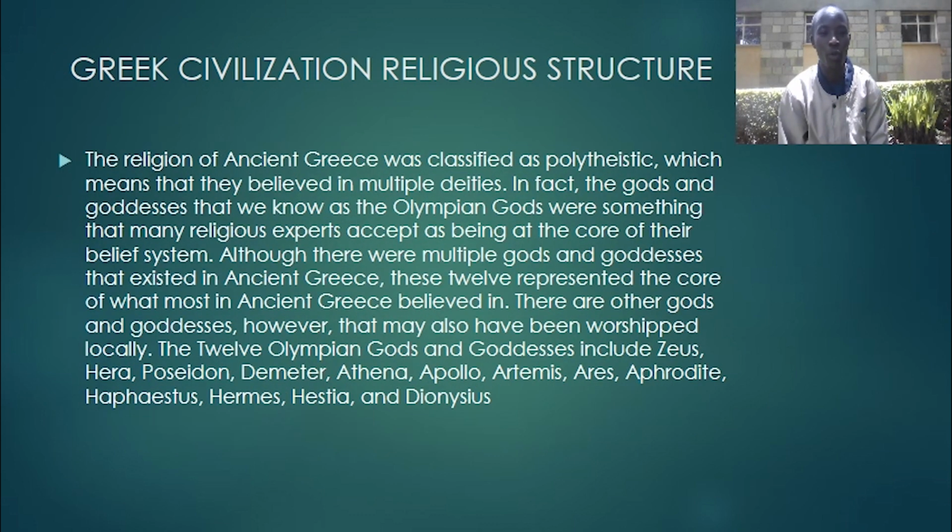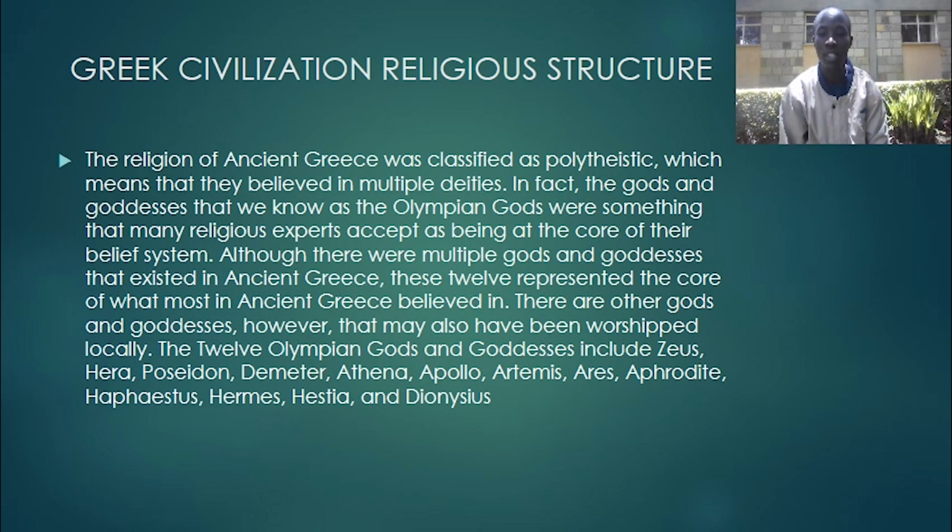Hello, I'm continuing with the religion part. So you need to understand that the people of Greece were polytheistic. When we speak about polytheistic, what is polytheistic? Polytheistic means they worshipped many gods and goddesses. So these gods and goddesses include Poseidon, the god Zeus, and many other gods.